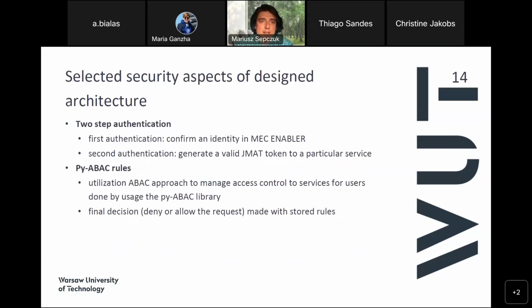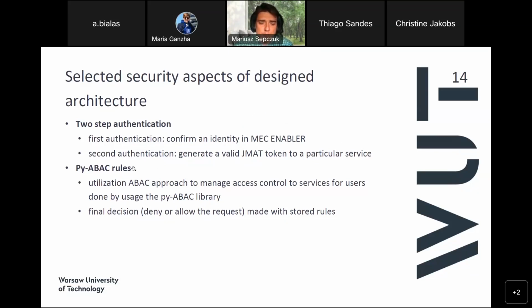The third security aspect is related to the two-step authentication. The first step is related to the confirmation that the user in general can use the MEC enabler server, because the MEC enabler server we treat as, for example, a Facebook trust entity, which can be used to authorize the server, and in this context we also treat our MEC enabler. The second step is a step in which a particular JWT token is generated for the service requested by the user, and the user has access only to this selected service.